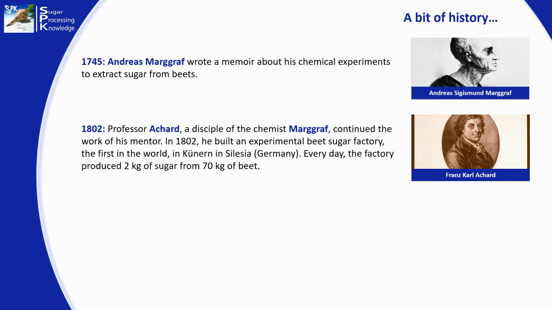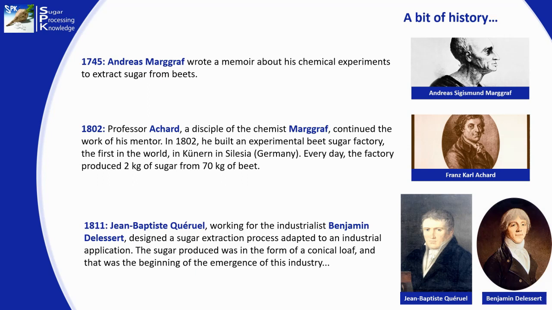In 1811, Jean-Baptiste Querouel, a Frenchman working for the industrialist Benjamin Delizert, developed the refining process which finally made it possible to produce beet sugar on an industrial scale. For the first time, the impetus for the manufacture of this new sugar was definitively given and was presented in the form of a conical loaf in blue packaging. In 1812 Benjamin Delizert presented to the emperor perfectly successful sugar loaves, and that was the beginning of the blossoming of this industry.